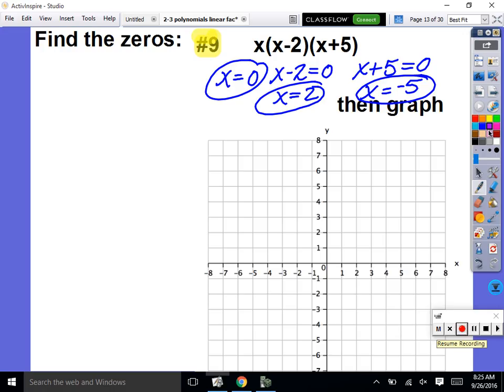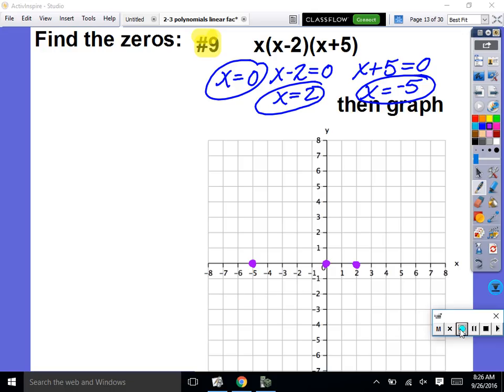So whenever graphing, our first thing is to plot the zeros. So it's crossing the x-axis at 0, it's crossing at 2, and it's crossing at -5. I'm going to let everybody get caught up. The second step is to say to yourself, what is the end behavior? So let's look at this.